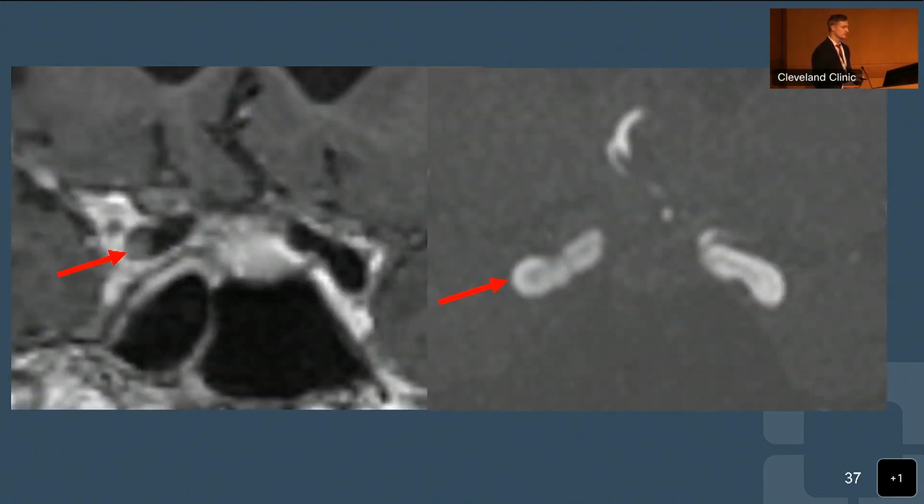This is a coronal image and a vessel wall image of the patient. The arrow points out an area of increased signal intensity, so it's curious, is this enhancement, is this some true pathology? The MRA in the same exact region of this cavernous ICA is widely patent, so this was a flow-related artifact from incomplete signal suppression.